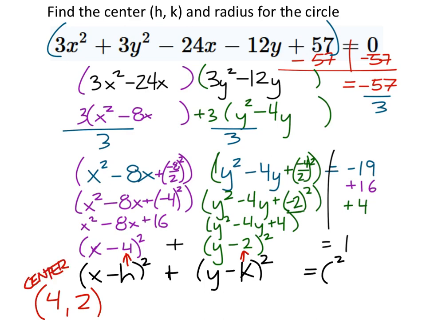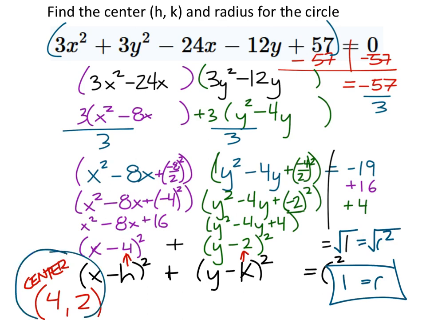All right, what about the radius? The radius squared is 1, so we'll just square root both sides there. And the radius is still 1. It didn't really tell us what any of the units were, so we'll just say the radius is 1 with the center at 4, 2.